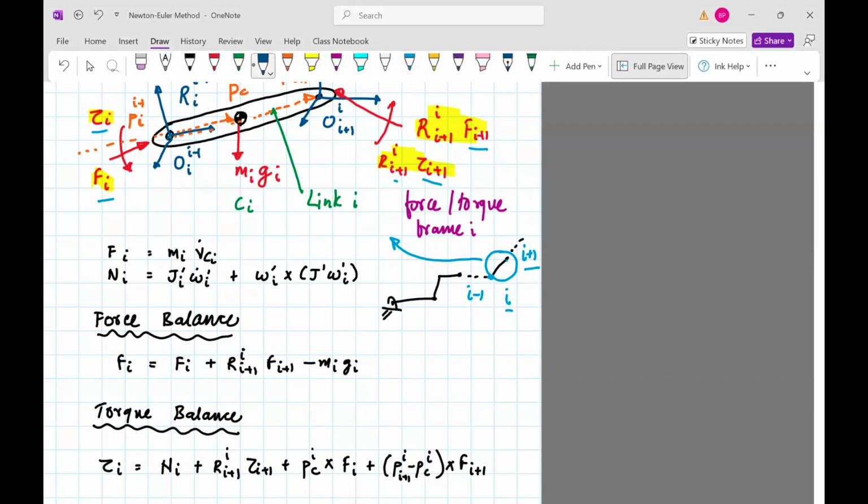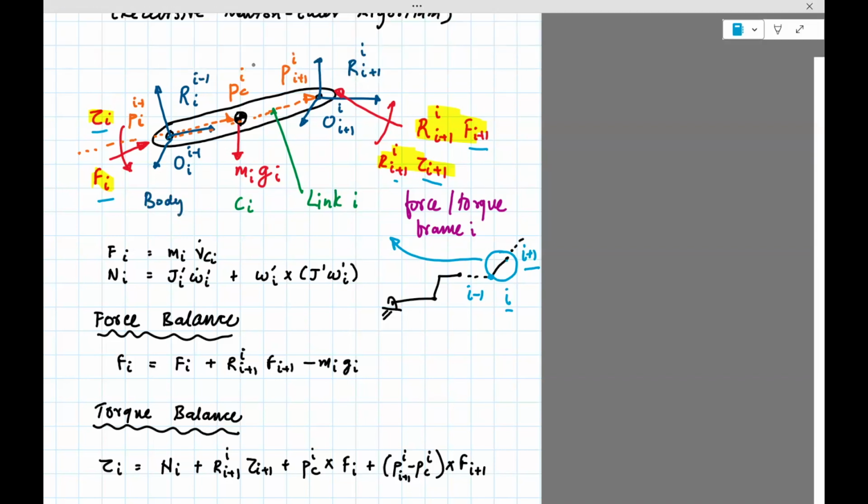Then there is the body frame. So this thing here is the body frame. And remember, the body frame is attached at the joint, and it has some random orientation. And then there's the body frame for the next link, I plus 1. There is gravity, so there is an external force due to gravity, which is shown over here. It acts at the center of mass, CI. And the location of the center of mass is PC with respect to this point.